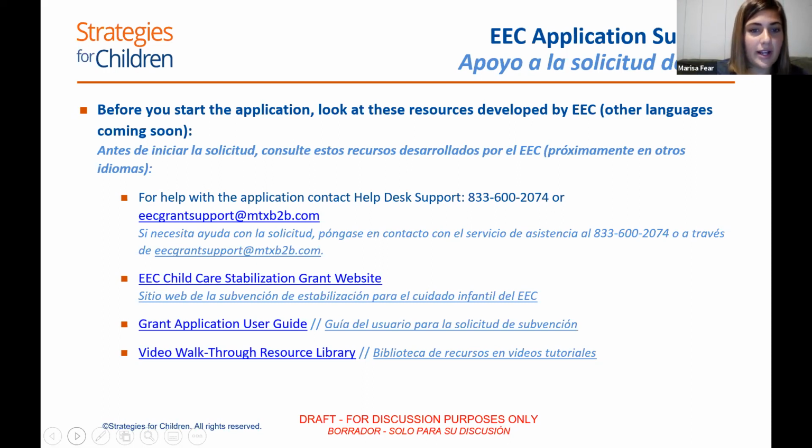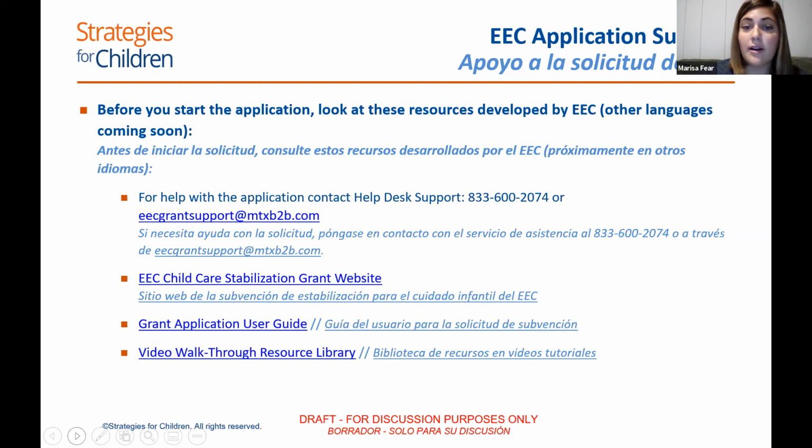I've also included the link to EEC's Child Care Stabilization Grant website. On this website, they explain what the grant is, and they explain specific language about eligibility. They go through what you'll need to complete the application, and they have a list of resources at the bottom of the page. Right now, all the resources are included in English. They will all be available in Spanish, Portuguese, and Mandarin moving forward. They're just waiting to finish the translations.